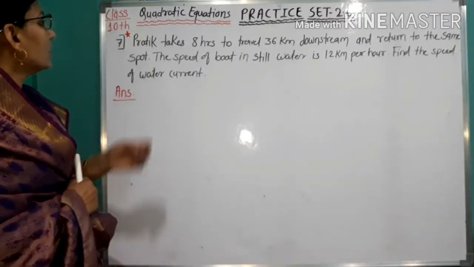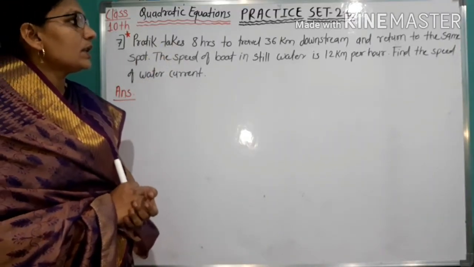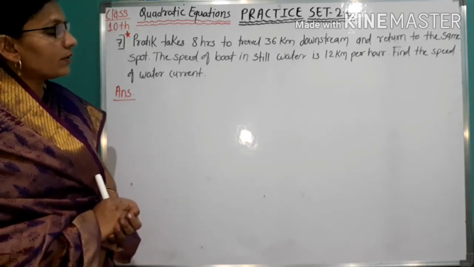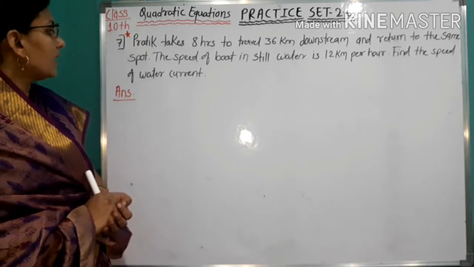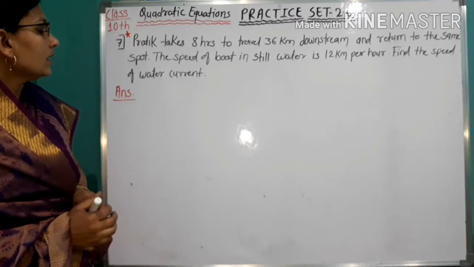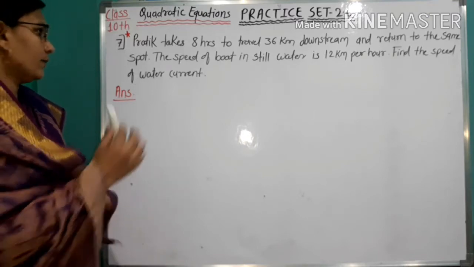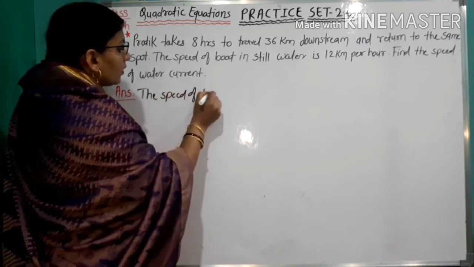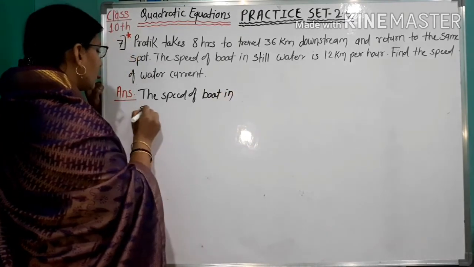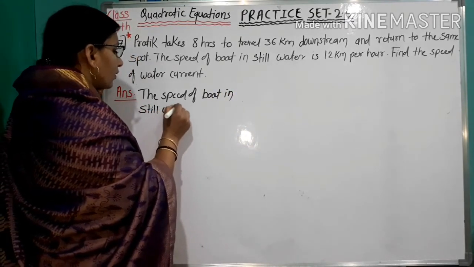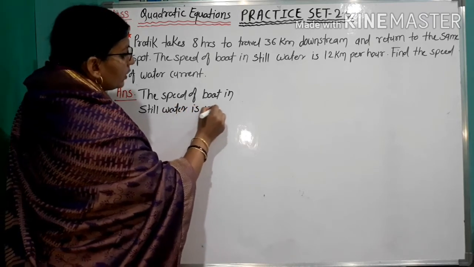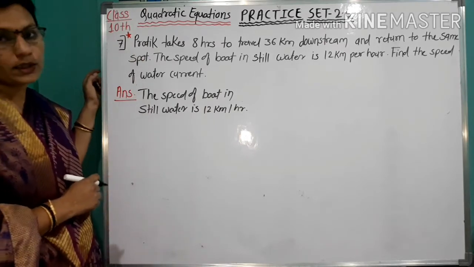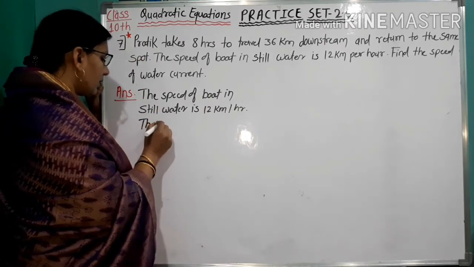Question number 7. Pratik takes 8 hours to travel 36 km downstream and return to the same spot. The speed of boat in still water is 12 km per hour. Find the speed of water current. Here, the speed of boat is given in still water, 12 km per hour, and we have to find the speed of water current.